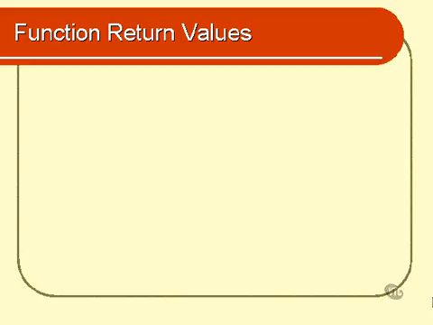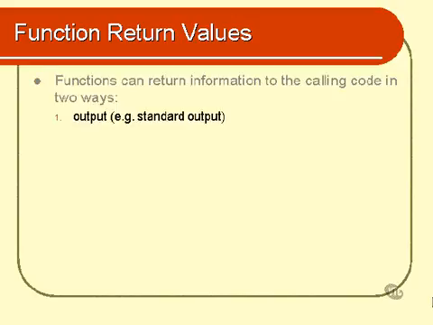So you've just seen now how to pass information in to a function. This module I will show you how to get information back out of a function. And a function can return information to the calling environment in two different ways. The first is to use output. And I'm just talking about standard output. I'll go into that more in a moment. And the second is by way of an exit status.